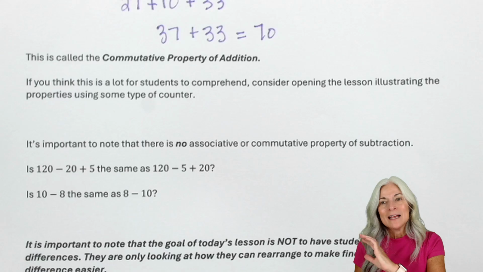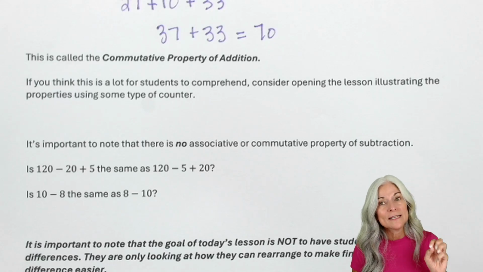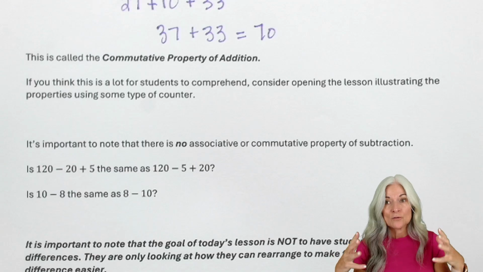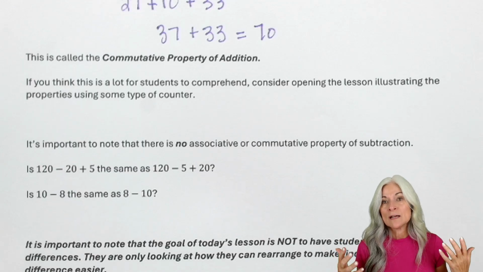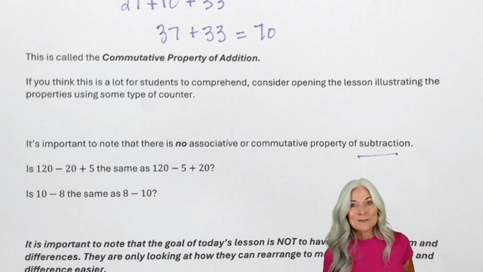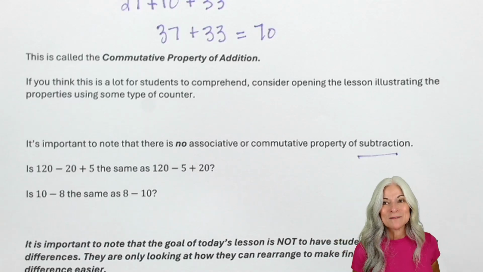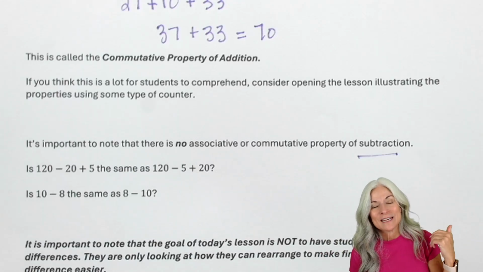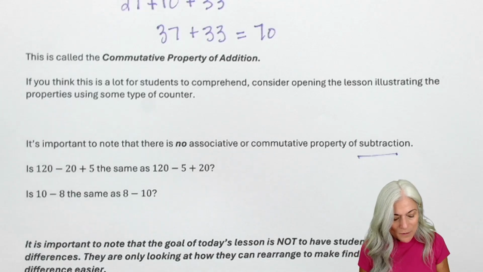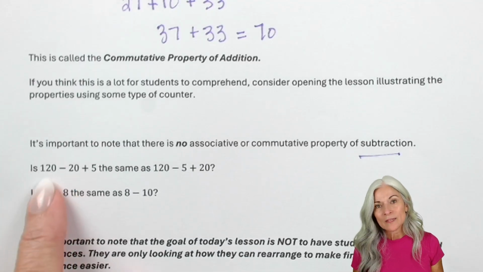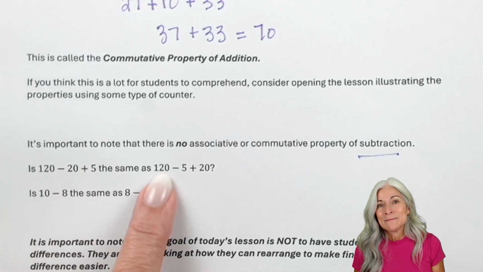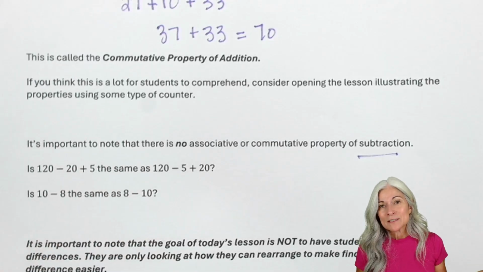Now, if you want to touch on this with your students, if you think they're ready for it, I always like for us as teachers and educators to note that there is no associative or commutative property of subtraction, because order does matter when I'm subtracting. These are like those famous problems they throw on Facebook and ask what the answer is, and a lot of people get them wrong because of not following the correct order of operations. So we know that it does matter when we're subtracting. If we look at one like this, 120 minus 20 plus 5, that's not the same as 120 minus 5 plus 20.